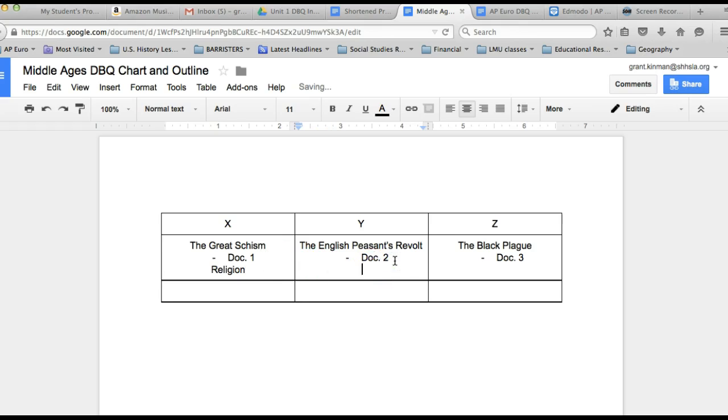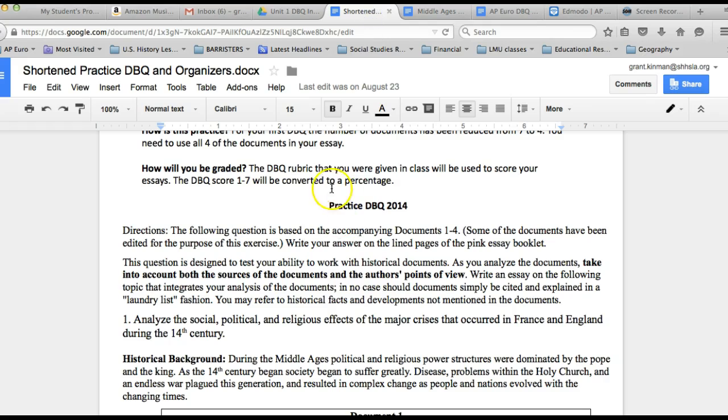The English Peasants' Revolt, well, that generally is about society. But you know what? It might be easier to relate that to politics. The reason people are revolting is because of the political system that exists, with the kings on top and the peasants at the bottom. And then the Black Plague. What are my categories again?